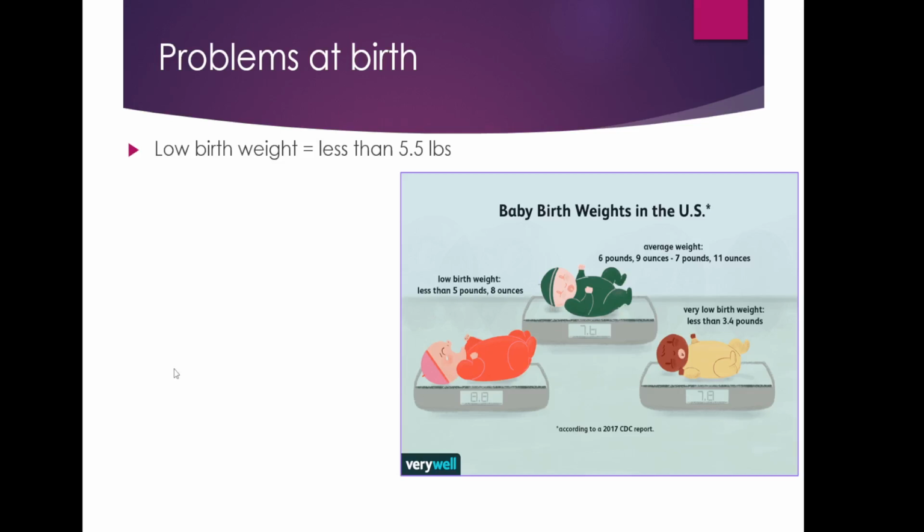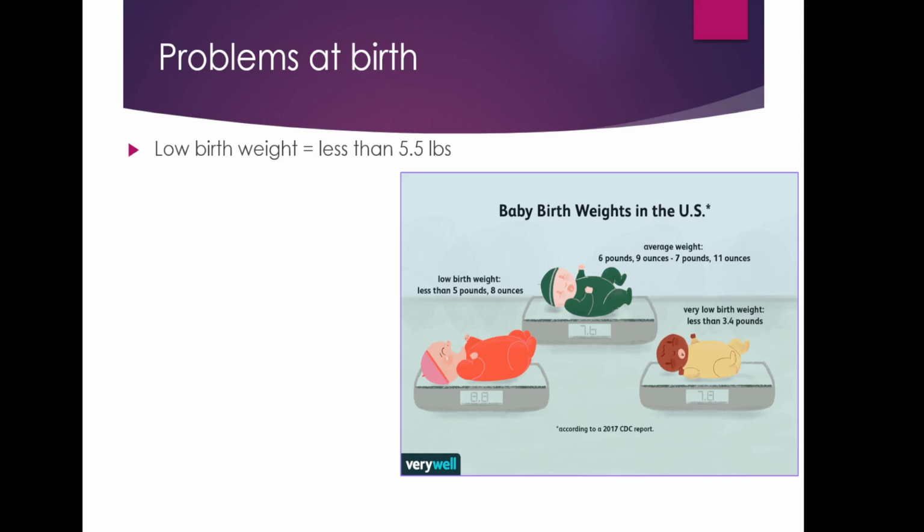All right, we're back. And another problem at birth is if we have a baby who's low birth weight or very low birth weight. So, first off, what is normal weight? Well, average weight is between 6 pounds 9 ounces and 7 pounds 11 ounces. That means the vast majority of babies are going to fall in that range. So, 6 pounds 9 to 7 pounds 11.